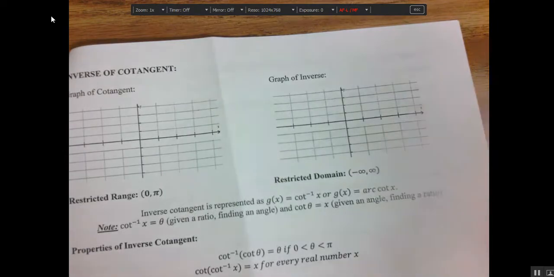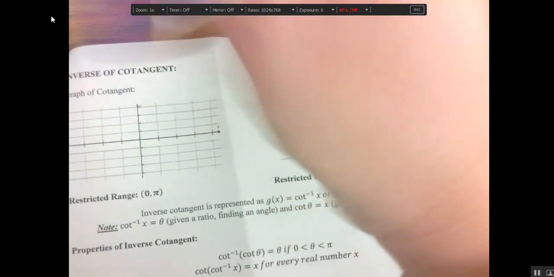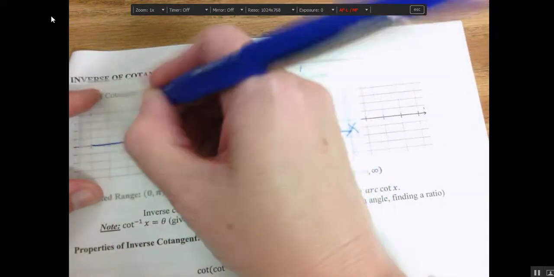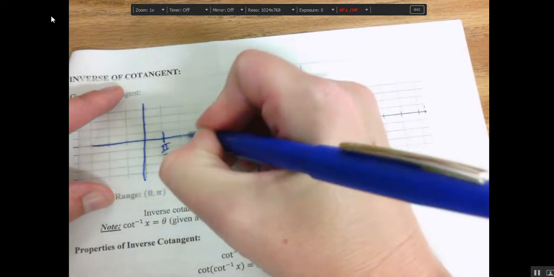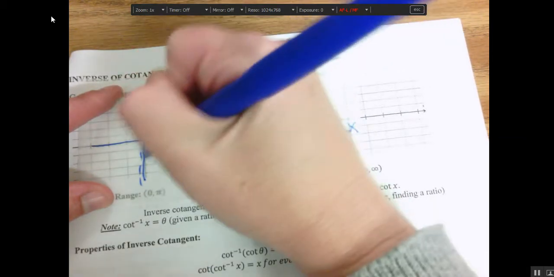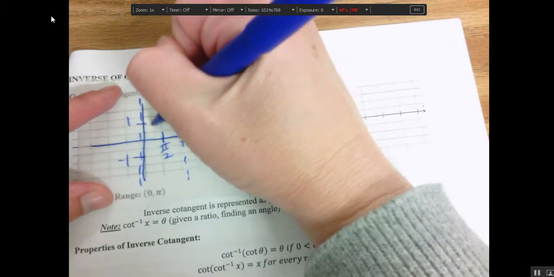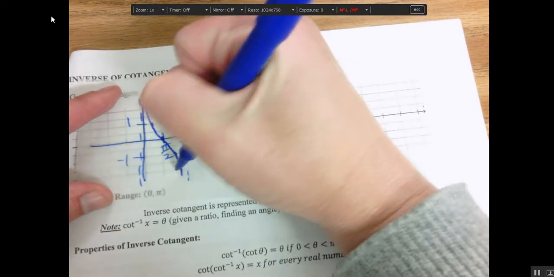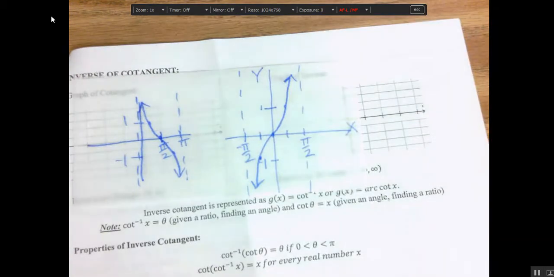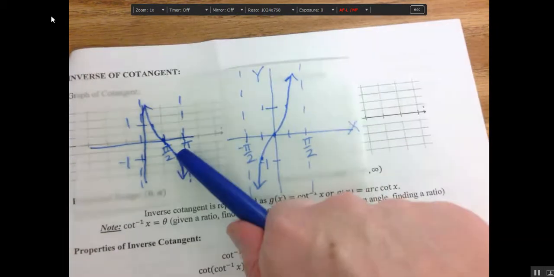All right, so your last graph, you're graphing cotangent. Greg, what's the last graph? Okay, cotangent has asymptotes at 0 and at pi. Cotangent is decreasing. Okay? So here's your cotangent graph here.